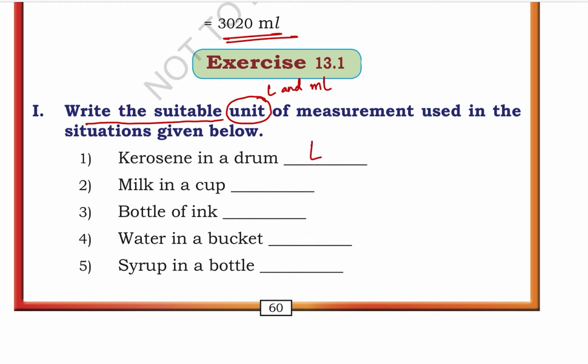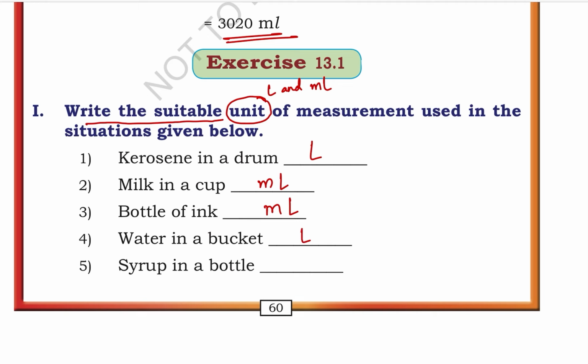How many liters of milk a cup can hold? How many? 2, 3, 4, 5 liters can a cup take inside? No, it contains only small quantity, and the unit for small quantity of liquid is milliliter. Bottle of ink, milliliter. Water in a bucket, this is explained in this class itself, liter.